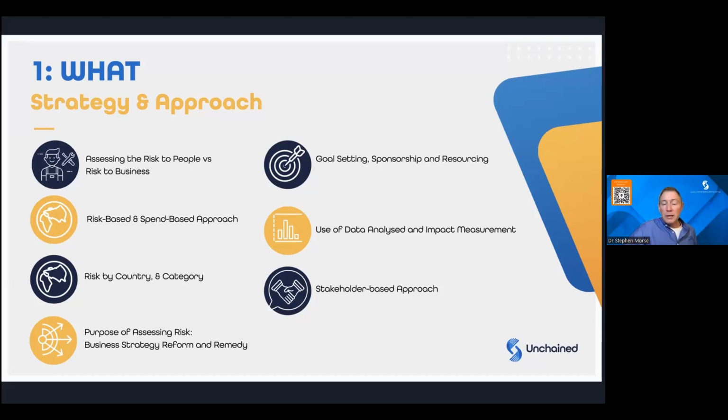Another component is really to think about the purpose of assessing risk. You might just think, oh, well, we'll do a risk assessment because we'll do a risk assessment, but actually doing a risk assessment has purpose, and it really needs to tie in with the overall business strategy for reform and remedy. So that's what we're assessing risk for, to actually look for areas of improvement and where we might provide remedy to those who are impacted by our business activities. And all this requires appropriate goal setting, executive sponsorship, and resourcing of teams and capacity building.